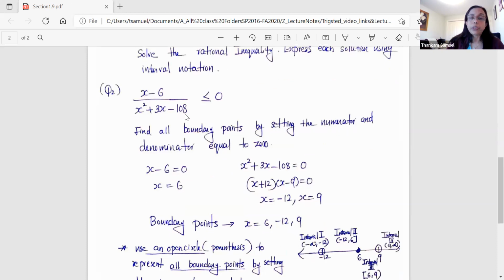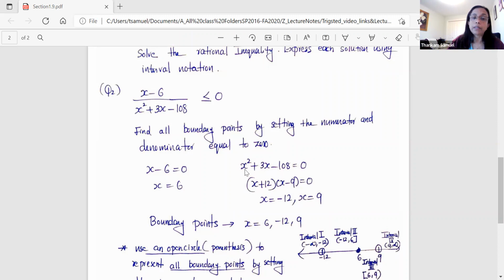So the very first step is to find the boundary points. To find the boundary points, we need to set the numerator and denominator equal to 0. The numerator of this rational inequality is x minus 6. Set that to 0, so you can see the value of x equals 6. Then we need to set the denominator equal to 0. The denominator is x squared plus 3x minus 108, and that is equal to 0.